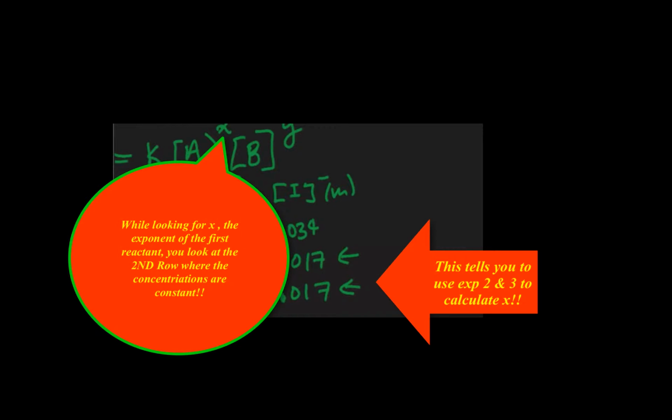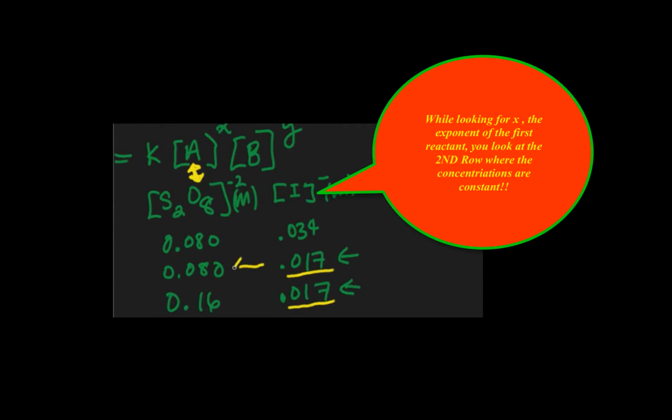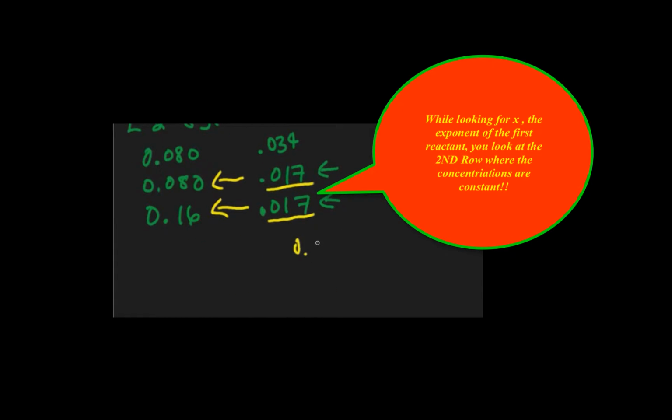So as a result, what we do is we make a ratio of the second and third experiment to try to find out what X is. In this case, A is going to be constant as these stay the same. You see how this 0.017 is the same in experiment 2 and in experiment 3? That's staying constant. Anytime it does that, I can go over to the other column and make a ratio of those two concentrations.